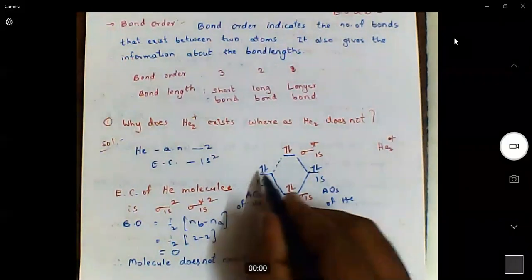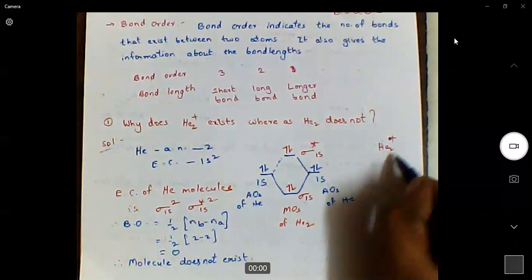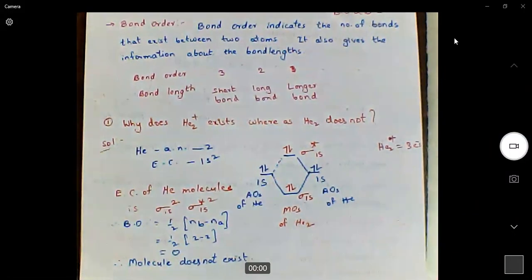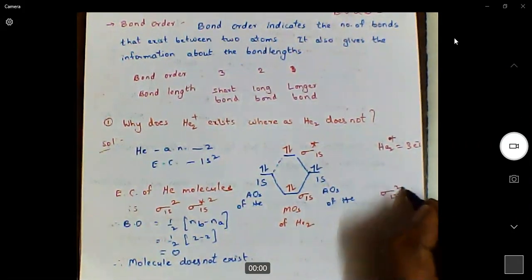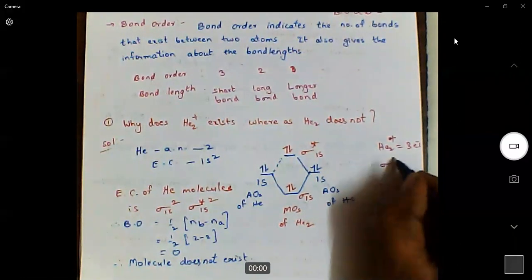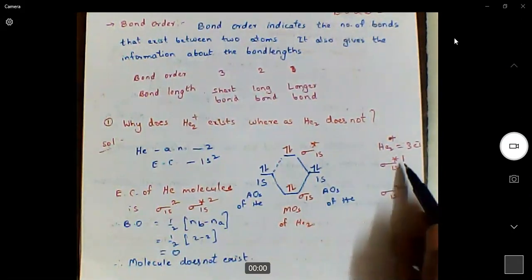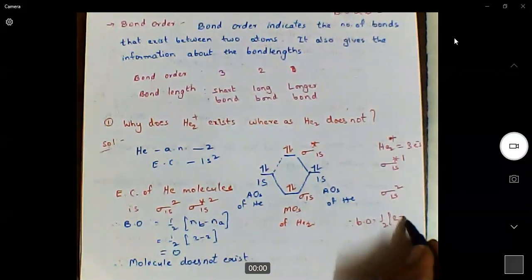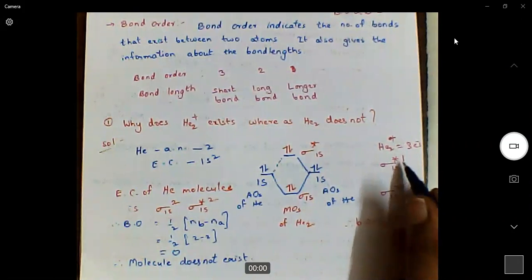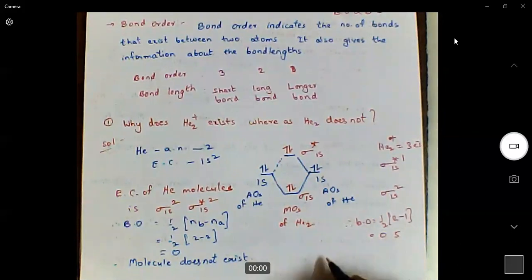Now there are 4 electrons, so we will remove one of them. So in He2 plus, we will have only 3 electrons. How do we fill them? We will fill 2 electrons in sigma 1s, 1 electron in sigma star 1s. Now the bond order is half of 2 minus 1, bonding electrons minus anti-bonding electrons. So 2 minus 1 is 1, half of it is 0.5. So the bond order is 0.5. Therefore, molecule exists.